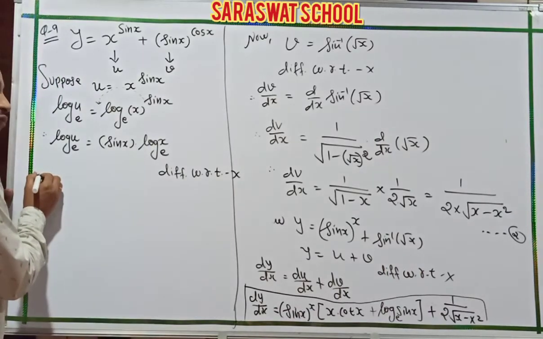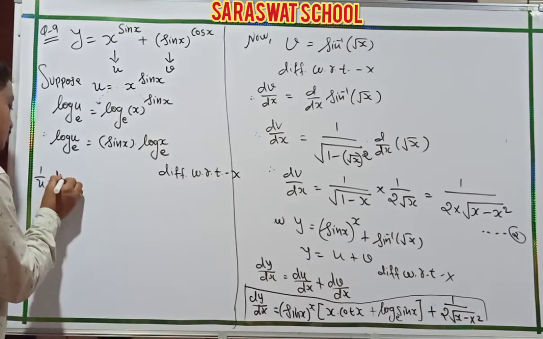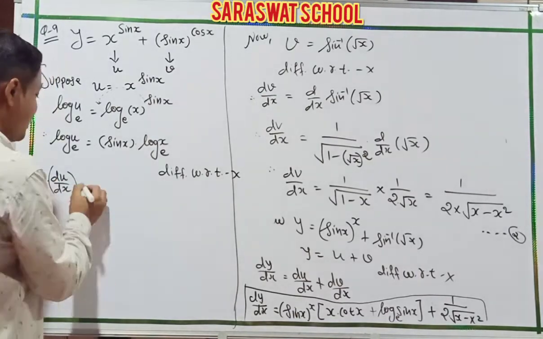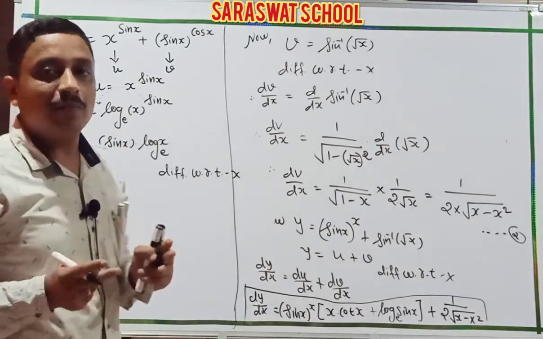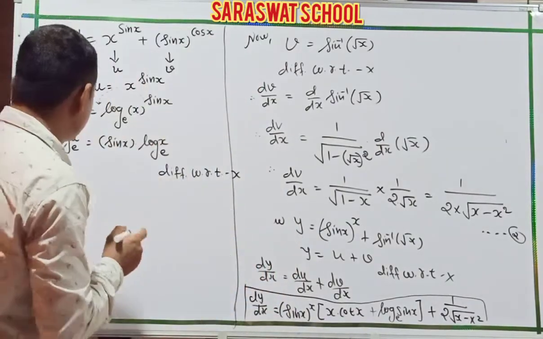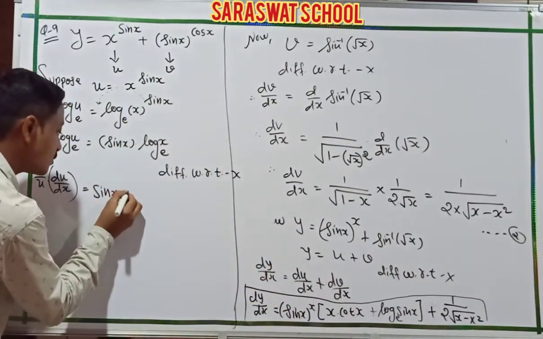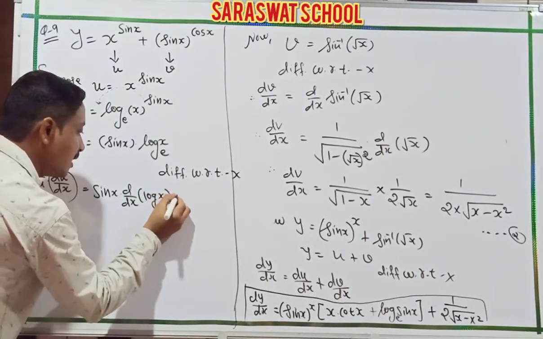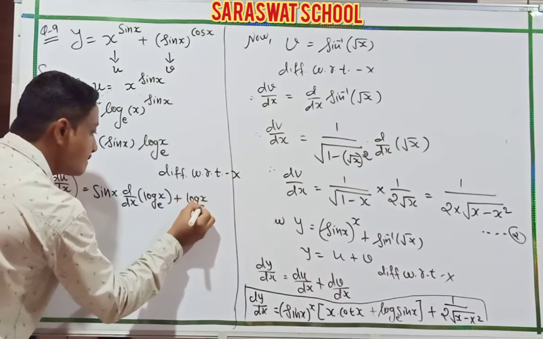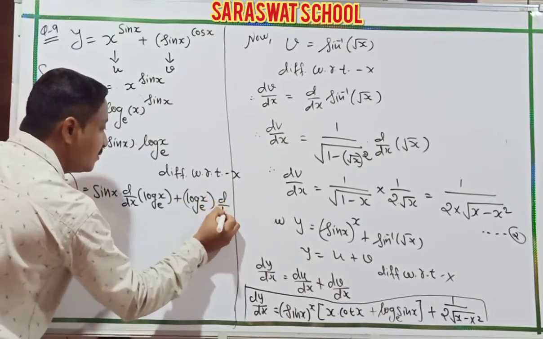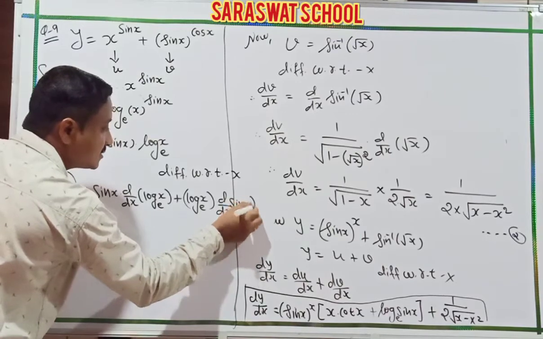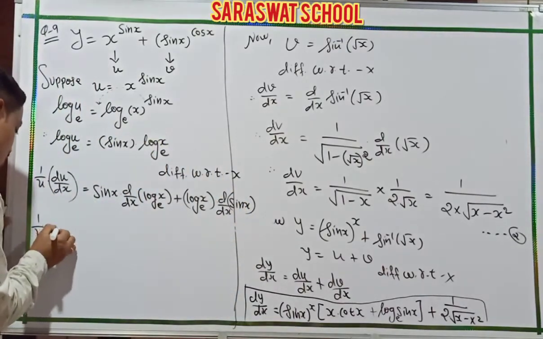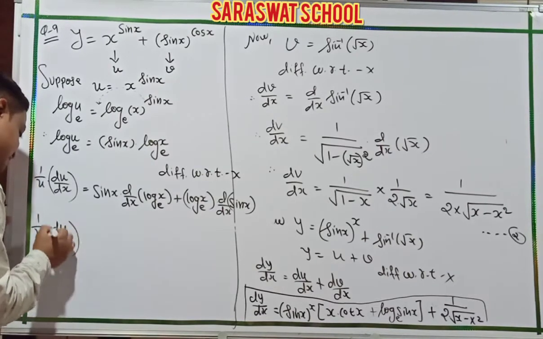So what is the derivative of log u? 1 by u, and u's derivative, du by dx. And here, students, apply our product rule. So product rule is first into the derivative of second, plus second into the derivative of first, d by dx of sin x. These are the same. Now 1 by u du by dx as it is mentioned.